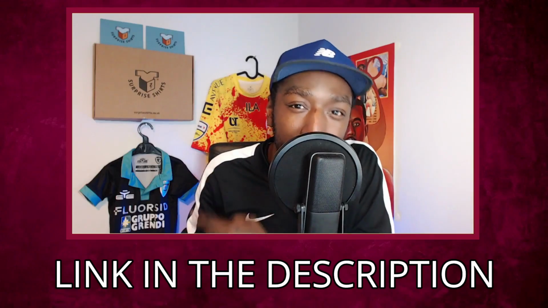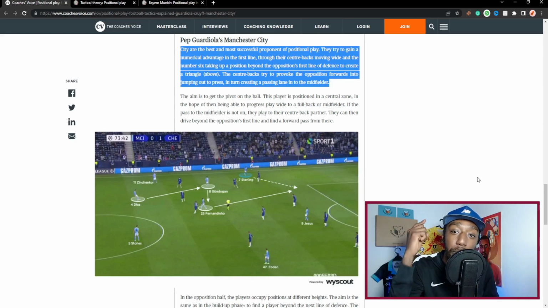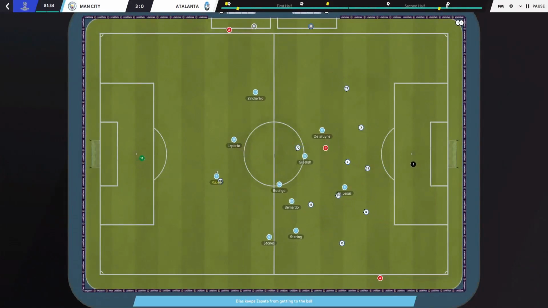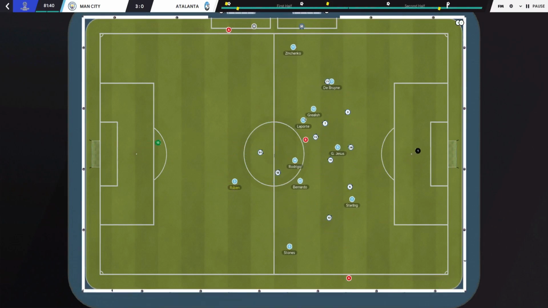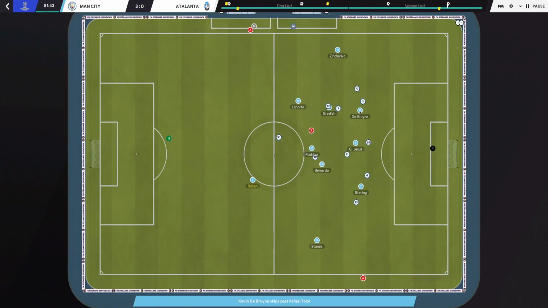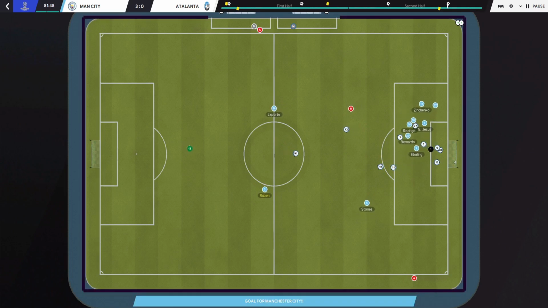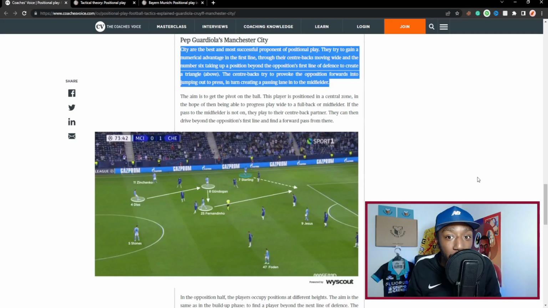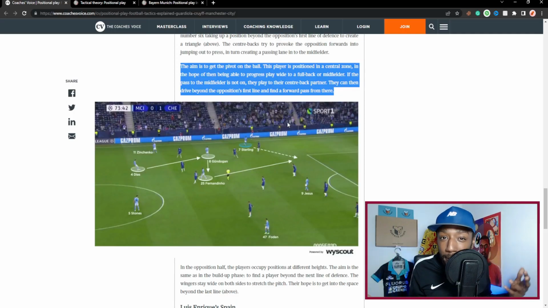Now let's get back in to Football Manager. So now it's time to look at those examples, and example number one, we're going to be looking at Pep Guardiola at Manchester City. City are the best and most successful proponent of positional play. They try and gain a numerical advantage in the first line through their centre-backs moving wide and the number 6 taking up a position beyond the opposition's first line of defence to create a triangle. The centre-backs try to provoke the opposition's forwards into jumping out to press, in turn creating a passing lane for the midfielder.